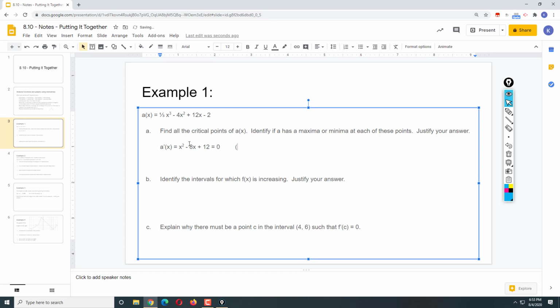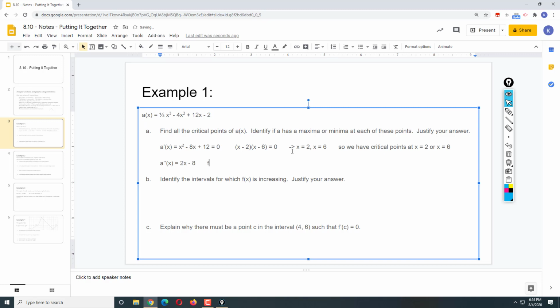We factor this quadratic, we get x minus 2 times x minus 6, because negative 2 times negative 6 is plus 12, and negative 2 plus negative 6 is negative 8, equals 0. So we get x equals 2, x equals 6. So we have critical points at x equals 2 or x equals 6. To figure out if they're maxima or minima, let's use the second derivative test. The second derivative is equal to 2x minus 8.